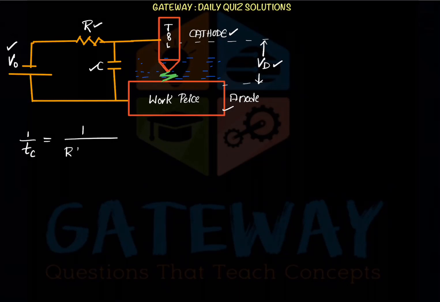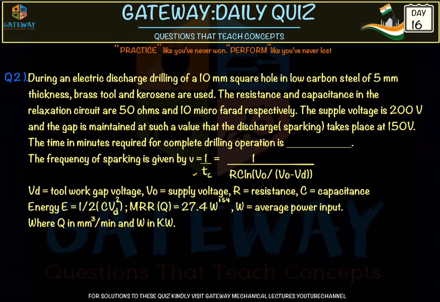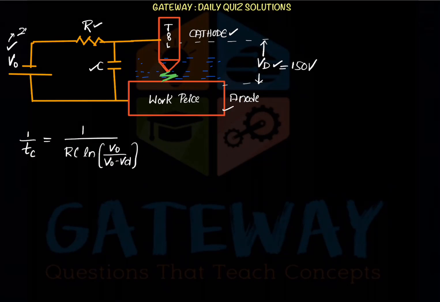1 by Tc is equal to 1 by Rc ln V0 upon V0 minus Vd. In the question, Vd was given as 150 volts and the supply voltage was given as 200 volts. From this we get Tc, the time period between sparks, because whenever it sparks it is just after charging. So 1 upon Tc is equal to 1 by Rc ln V0 upon V0 minus Vd.